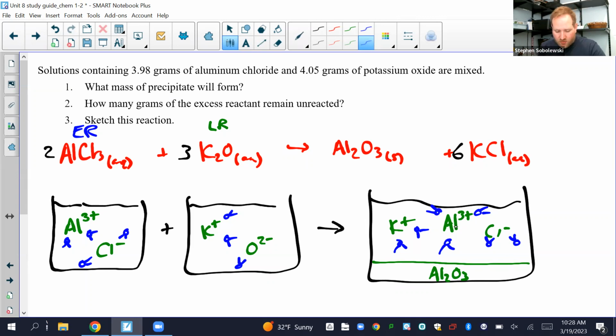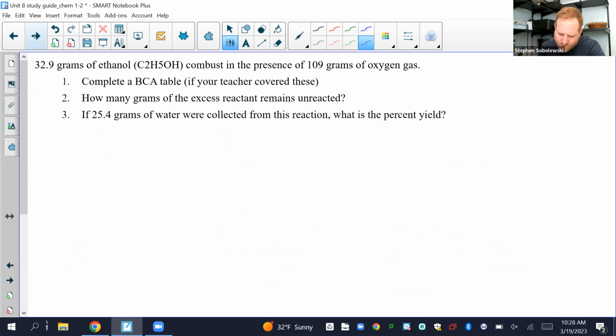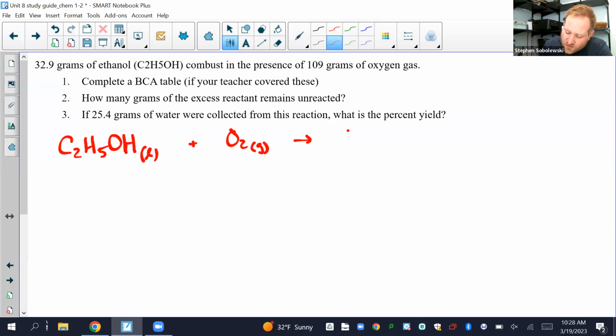Okay, let's move on to the last problem. We have ethanol combusting in the presence of 109 grams of oxygen gas. All right, let's balance. C2H5OH. I didn't tell you the state of matter. I know from experience this one is liquid. In fact, I'll probably add that onto the study guide after this. Plus O2 gas yields CO2 gas plus H2O gas.